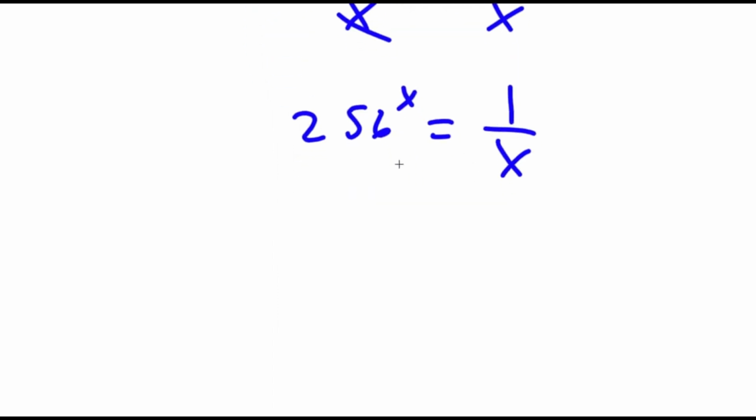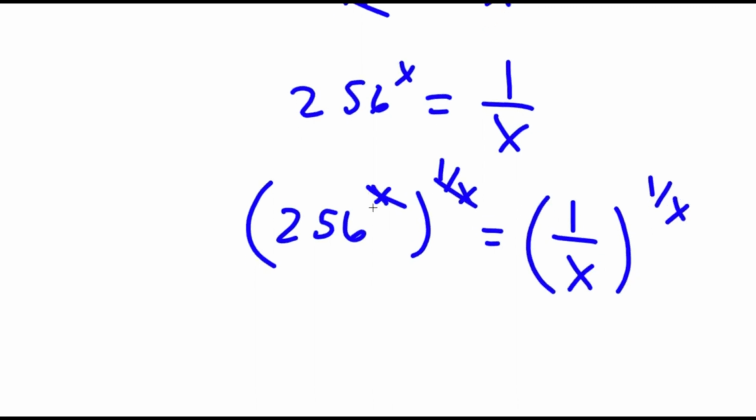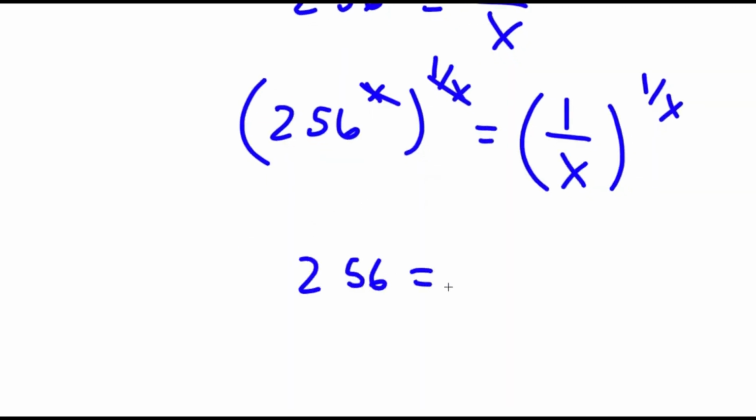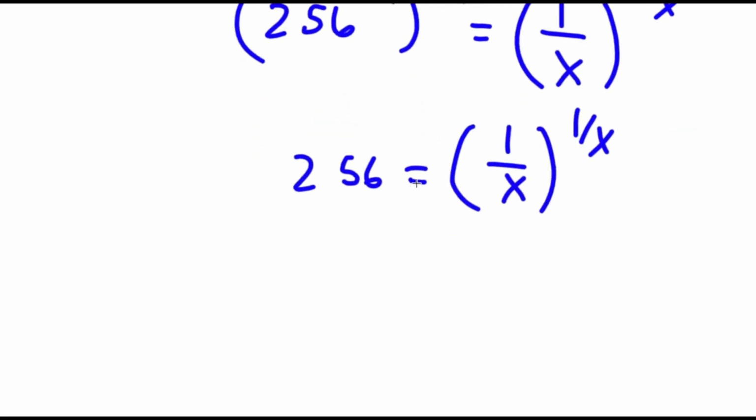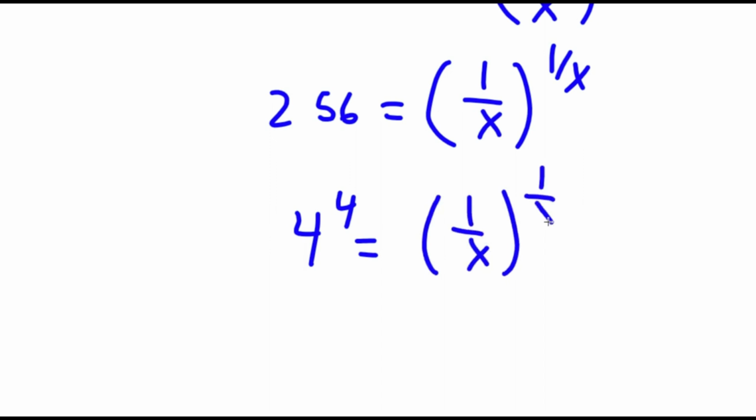And now I can go ahead and take the power of 1 over x on both sides. So now I have 256 to the power of x, to the power of 1 over x, is equal to 1 over x to the power of 1 over x. Now x and 1 over x, these two cancel out. So now I have 256 is equal to 1 over x to the power of 1 over x. And 256, that's the same thing as 4 to the power of 4. So I have 4 to the power of 4 is equal to 1 over x to the power of 1 over x.